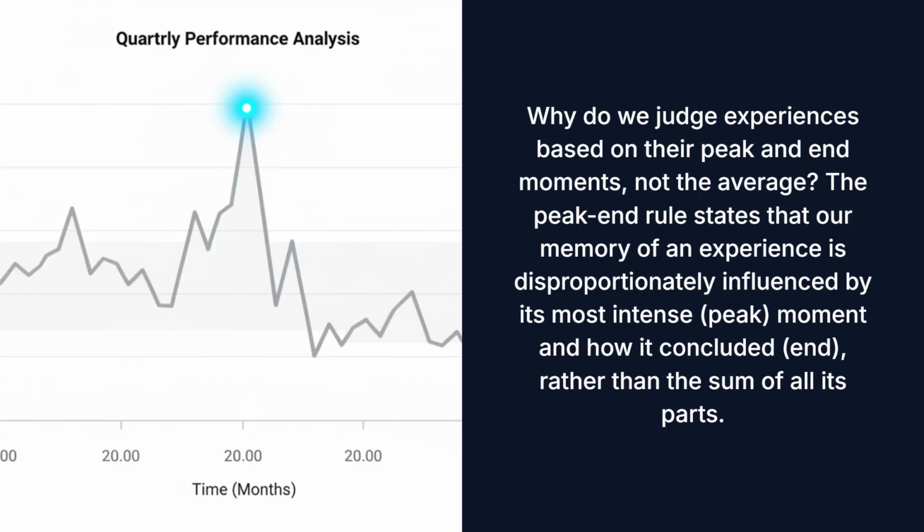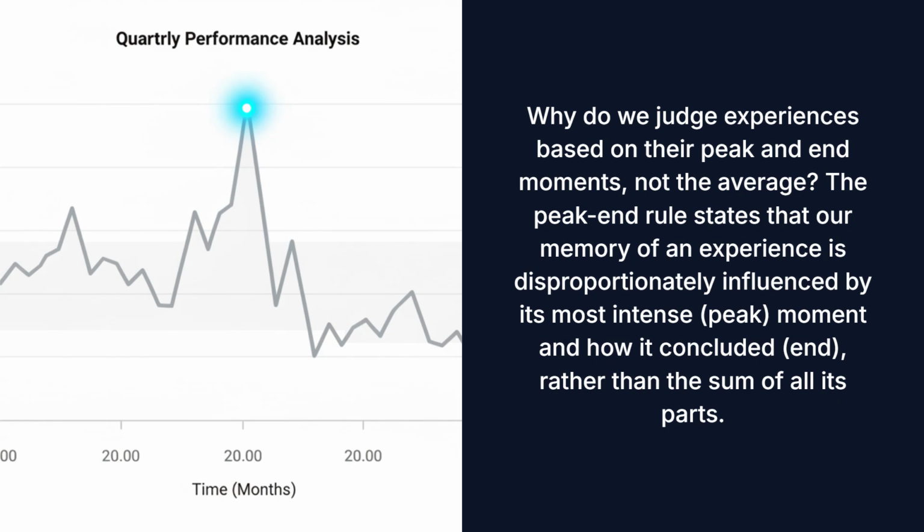19th, why do we judge experiences based on their peak and end moments, not the average? The peak-end rule states that our memory of an experience is disproportionately influenced by its most intense, peak moment, and how it concluded, end, rather than the sum of all its parts. The peak-end rule is a cognitive bias that impacts how we remember and evaluate past experiences.